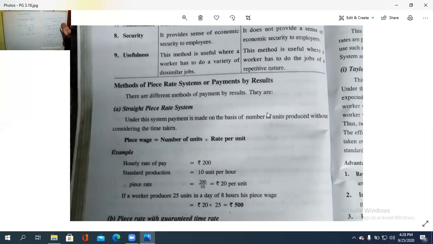So that is the straight piece rate system: number of units produced multiplied by the rate per unit. While in the case of the ordinary time rate, it is the number of hours worked multiplied by the rate per hour. That is the difference between the straight piece rate system and the ordinary time rate.